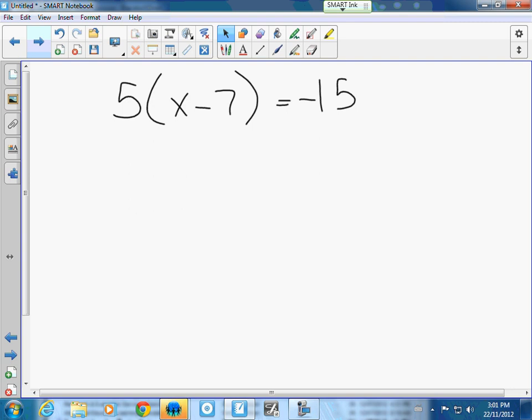Sharing property? Distributing. Distributive property, right? Distributing. I'm giving things out. I'm distributing things. So what am I distributing? Which number? 5. The 5. Okay, so we're going to do this, guys. We're going to go 5 times x and 5 times negative 7.